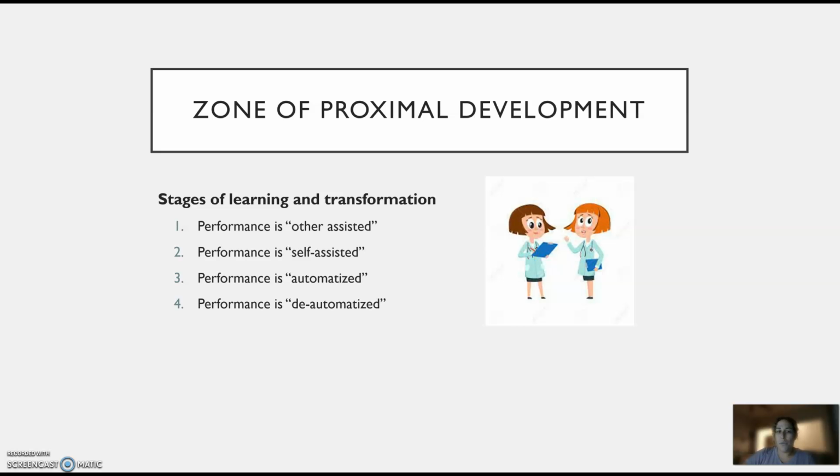Stage 4 is not a level you want to be at. That's when performance is de-automatized, and that is when what is previously learned is no longer automatic, and that typically occurs due to a stress or trauma, and that causes the learner to regress back to earlier stages in the zone of proximal development.